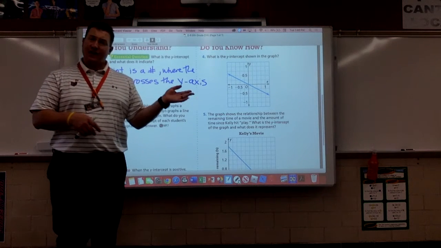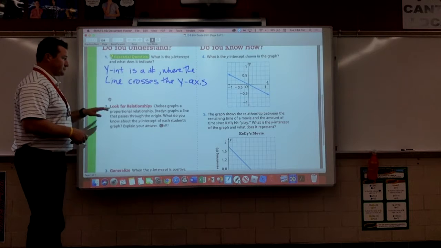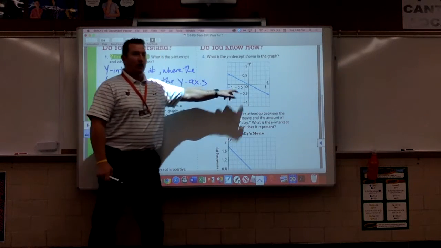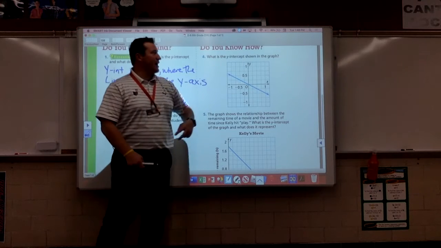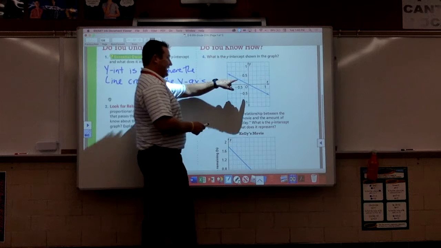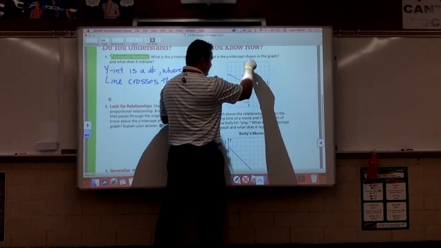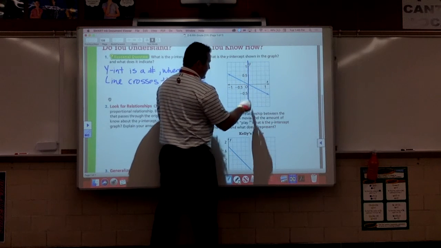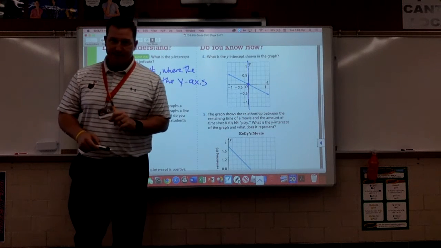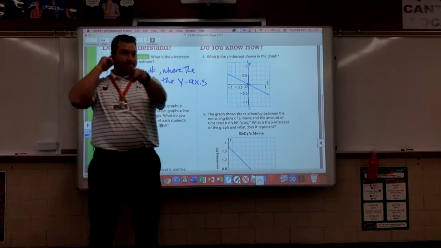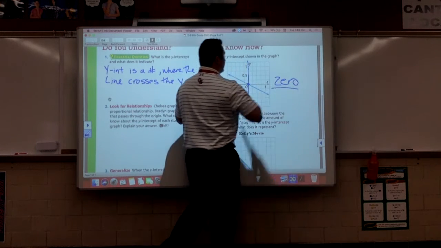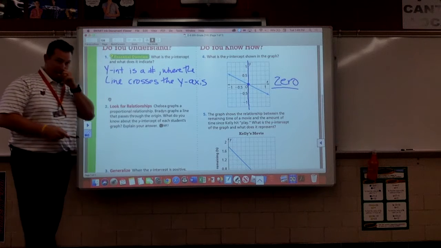We also have an x-intercept, but we aren't talking about that right now. That's not for this year. So guys, if we look over here, number 4 says, what is the y-intercept shown in the graph? Don't be fooled. There is a y-intercept here, right? It goes through the y-axis. Here is the y-axis right here. What number is that? 0. That's right, folks. It is 0.